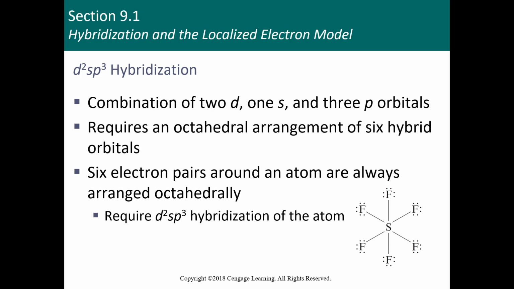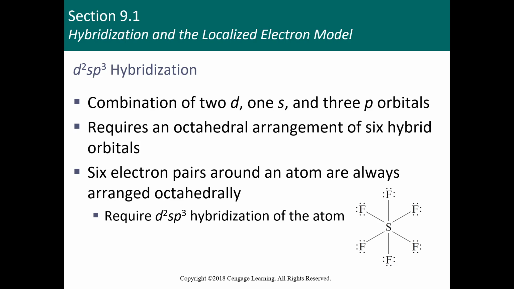What that means is it will use a single s orbital from that period. It will mix with the 3 p orbitals in that period. And then we will mix 2 d orbitals into that. And that gives us a total of 6 orbitals that are mixing. For a hybridization, that will give us 6 hybrid orbitals.